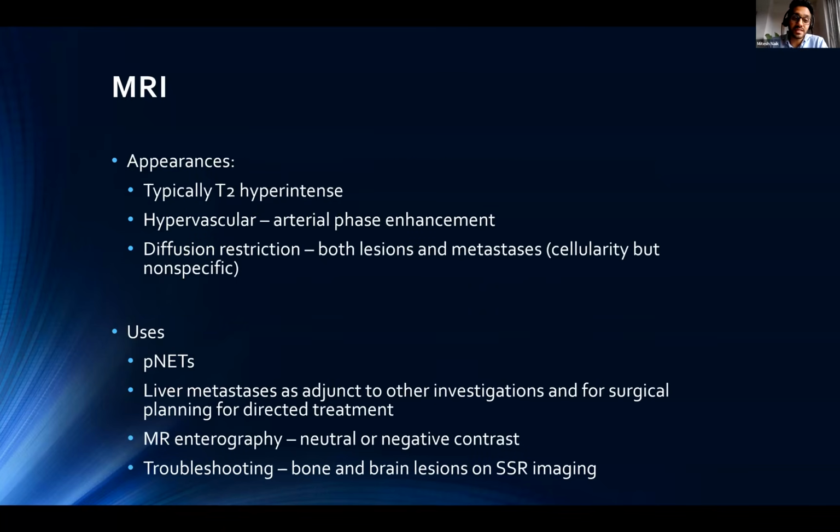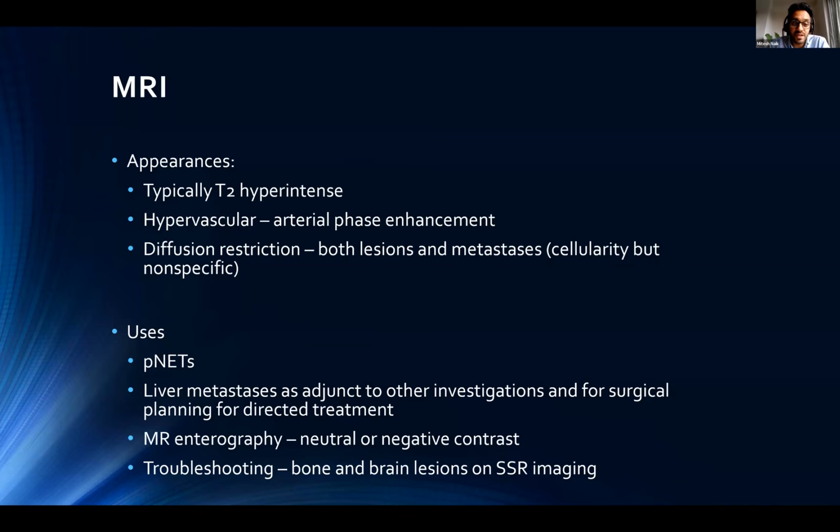So in terms of their appearances on MRI, they're typically T2 hyperintense. So T2 is a fluid sensitive sequence, and they show up as bright on those images. They're again hypervascular on the arterial phase, and they can also show diffusion restriction. And I'll show you an example of that as well. But what that indicates is increased cellularity within a lesion. It's not specific for a neuroendocrine tumor, but it essentially means that the lesion is of concern. So it's likely to be neoplastic, or it could be infective as well.